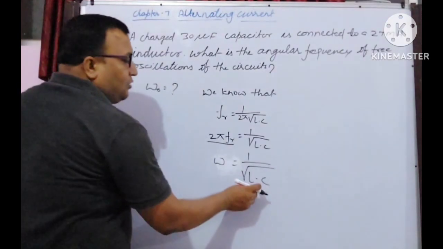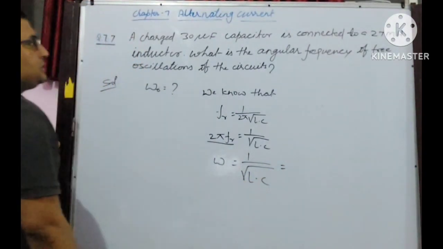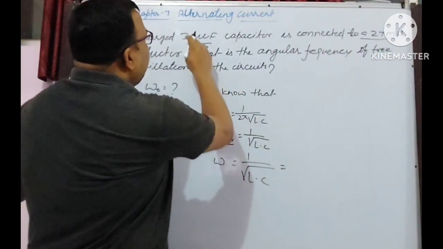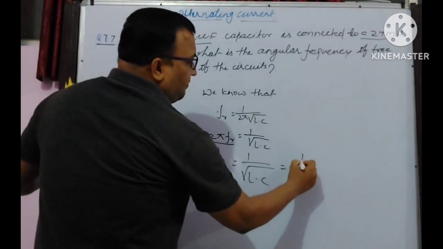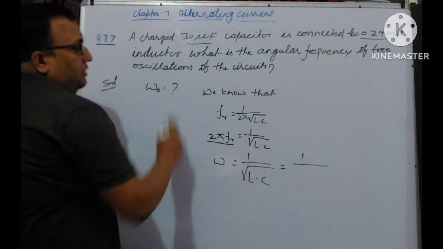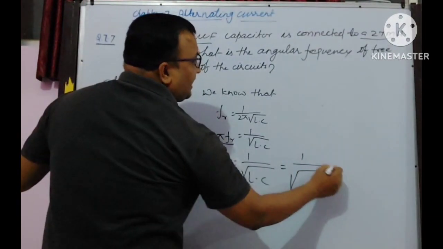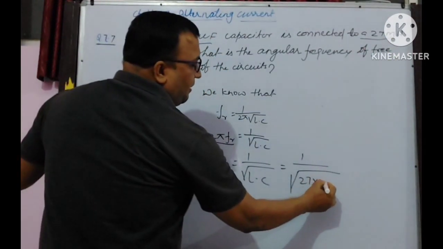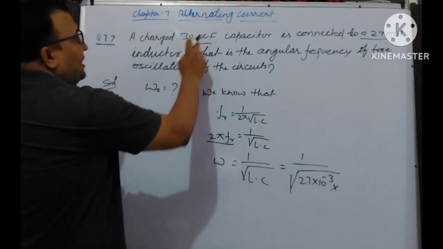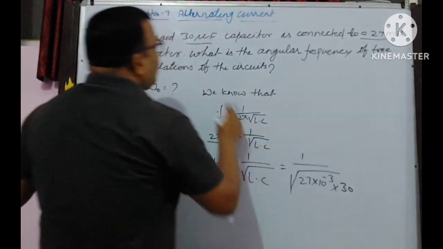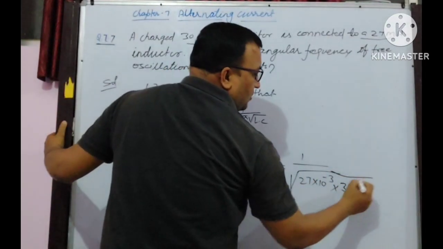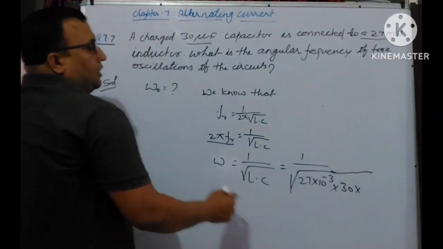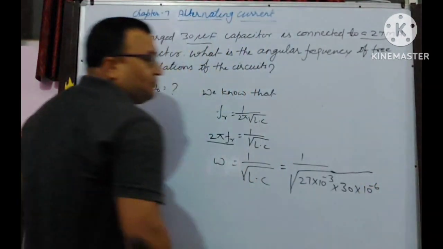Now put the values of L and C, and you will get the result. What are the values of L and C? This one is C, and this one is the value of L. I will take directly from there. It is 1 by root under, first I write the L value, 27 into, breaking the small m, 10 to the power minus 3, into the capacitor 30, breaking the micro, 30 into 10 to the power minus 6.